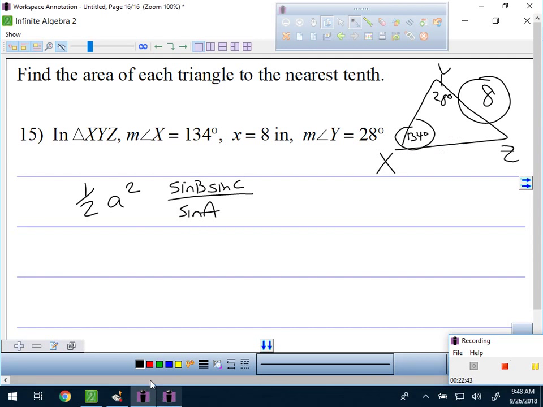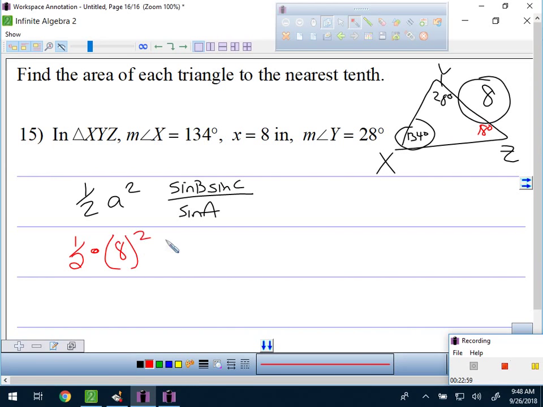Well, the thing I need, though, is I need that third angle. So I'm going to go ahead and say 180 minus 134 minus 28. So that gives me this angle right here, which is 18 degrees. And so I've got everything I need. So here's what I have. 1/2 times, the side I give you is 8, so squared.